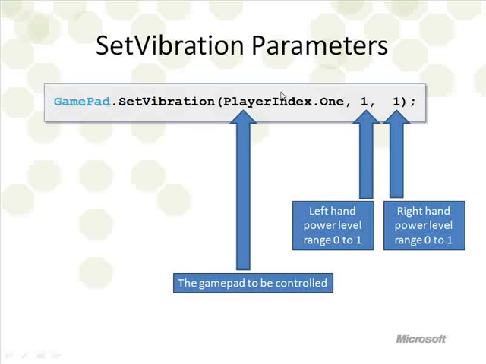So these three bits of information get wrapped up and then sent off to the SetVibration method, which then does whatever it needs to do to tell the gamepad to vibrate. For a wireless one, it actually sends a message over the air to a wireless receiver in the gamepad that picks that up, decodes it, and then starts the motor spinning.